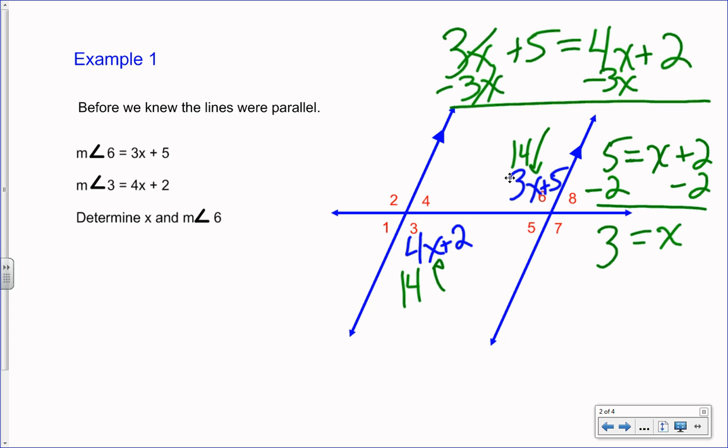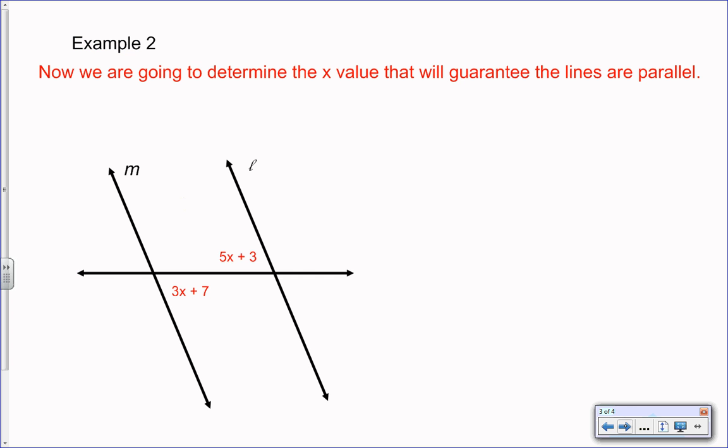It does. So they also want the measure of angle 6, so we would say 14 degrees over there. So we know x ended up being 3, and the measure of angle 6 ended up being 14 degrees. So that's kind of what we did before. Nothing new there, right? So now let's take a look this way.